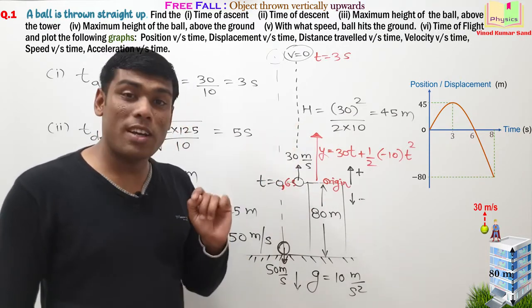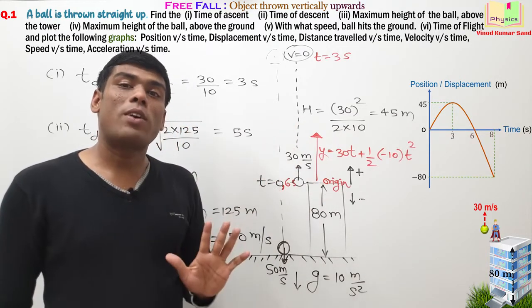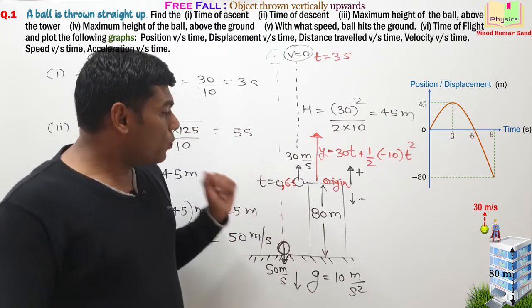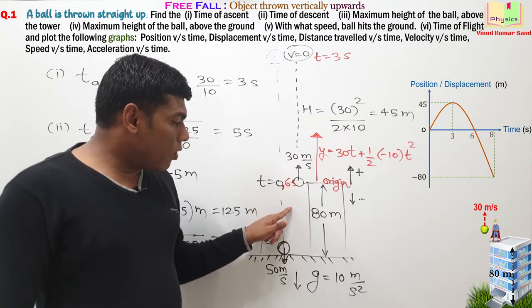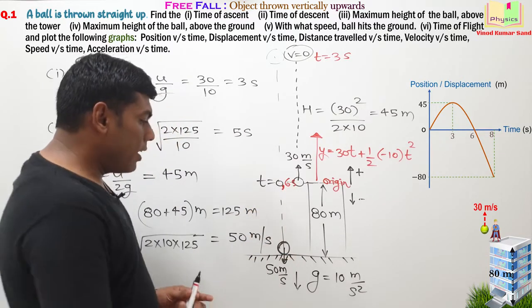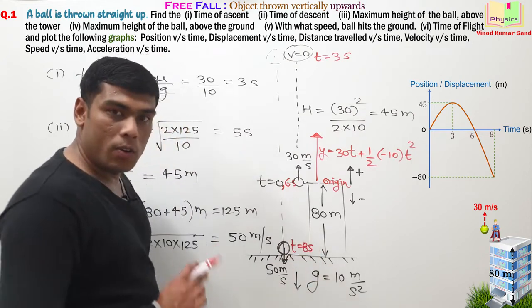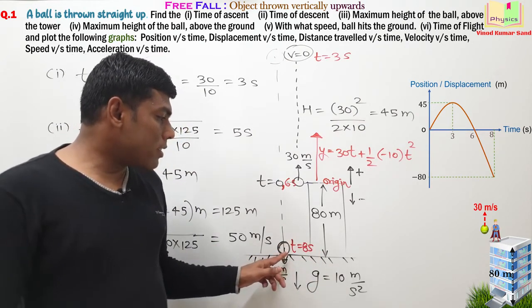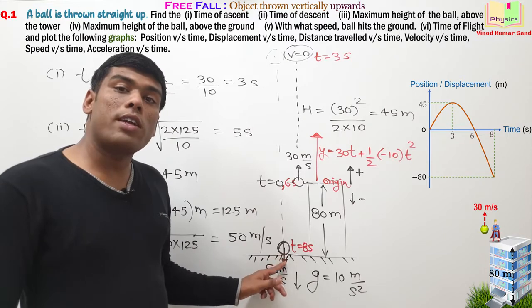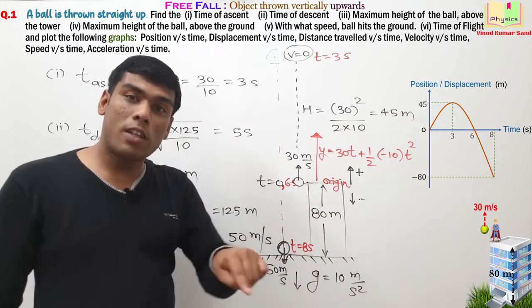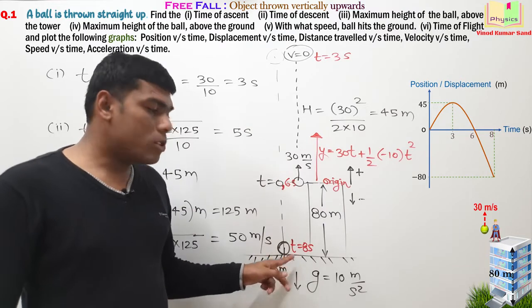You can check it with the graph. T is equal to 6 seconds. The y coordinate is 0 as well as the displacement is also 0. Now, after that it will fall further down, and this moment will be t is equal to 8 seconds. Okay. T is equal to 8 seconds. The y coordinate of the particle will be minus 80 meter, or the displacement of the particle is also minus 80 meter.